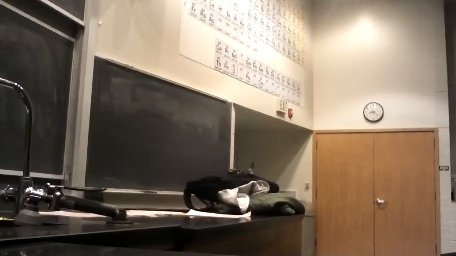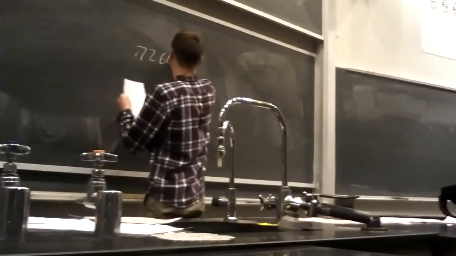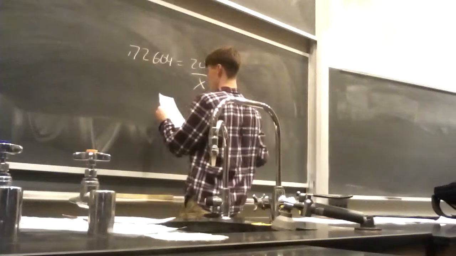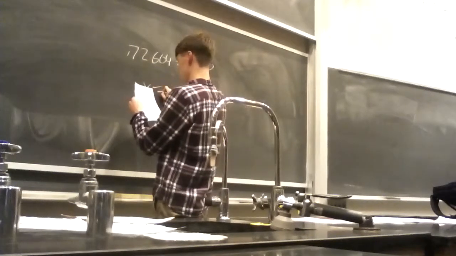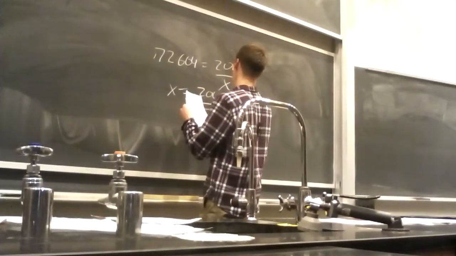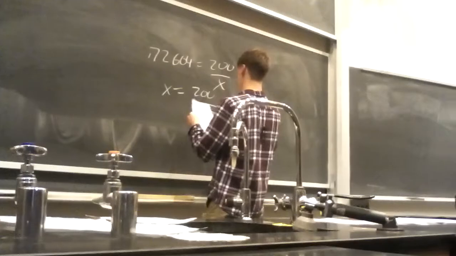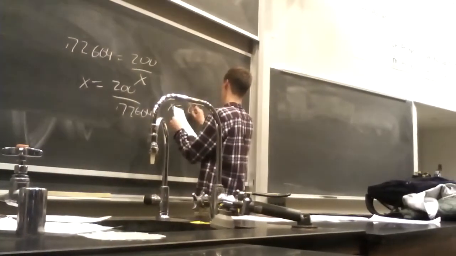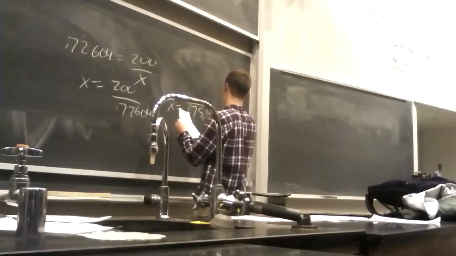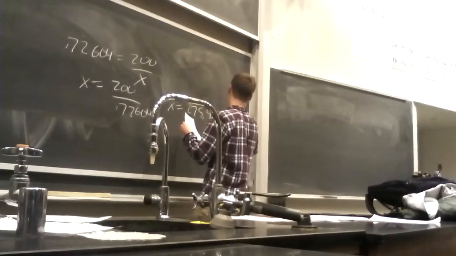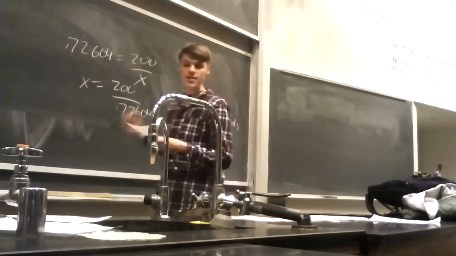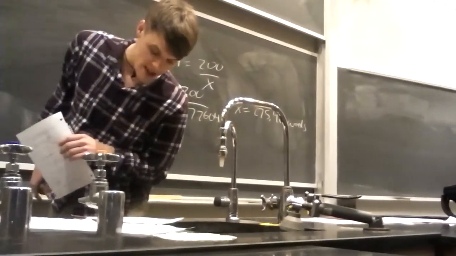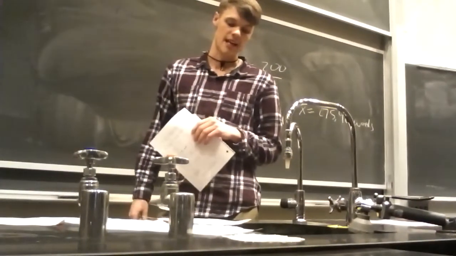And you get, and then x is going to equal 200 over 0.72604. And so x is going to equal 275.46 weeks. And that's your answer, and you just look at your sig figs to see what you need to express it in. And it looks like 3 sig figs was the lucky ticket there.